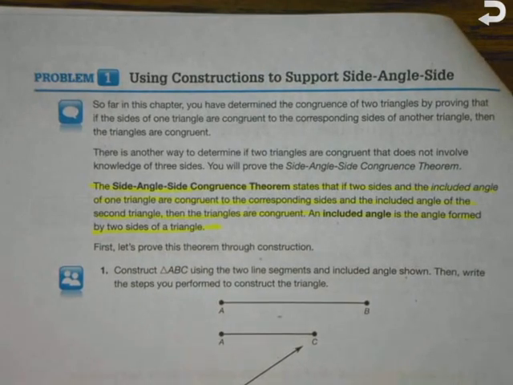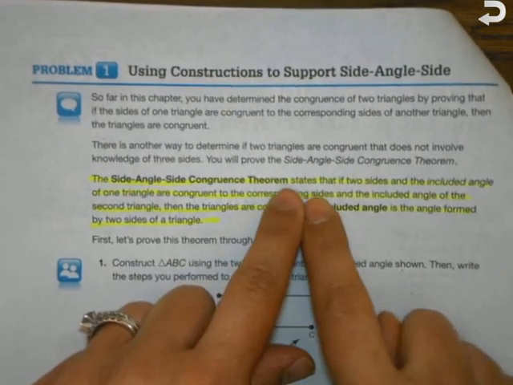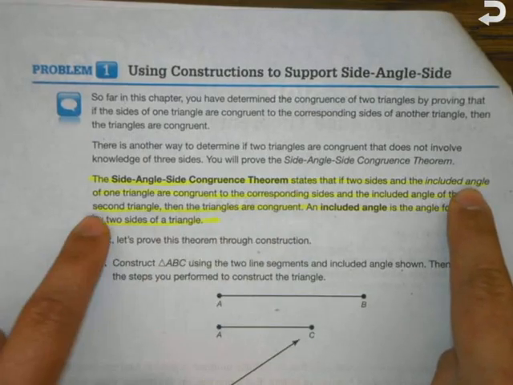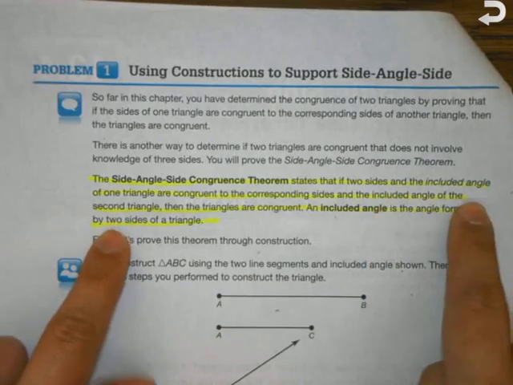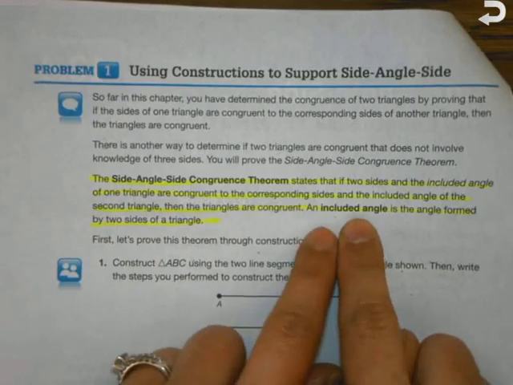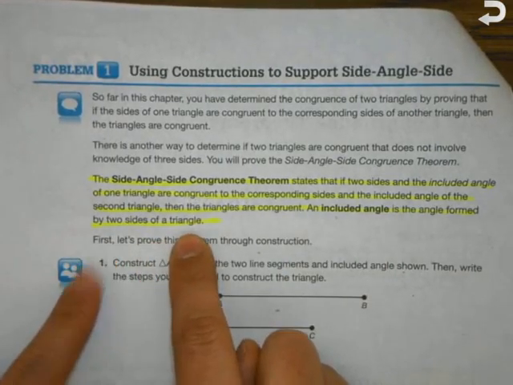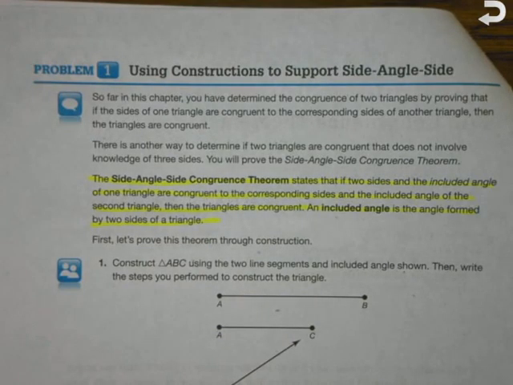So basically what this is saying is that we have another way of proving congruence, and that is using the side-angle-side congruence theorem. The theorem states that if two sides and what is called the included angle of a triangle are congruent to the corresponding sides and included angle of the second triangle, then the two triangles are congruent. The included angle is the angle formed by two sides of the triangle. Once we draw a triangle, I'll show you what that means, but it's the angle formed by the two sides. So it has to be a side, the angle in between, and then the other side. Does that make sense? So that's going to be your side-angle-side.